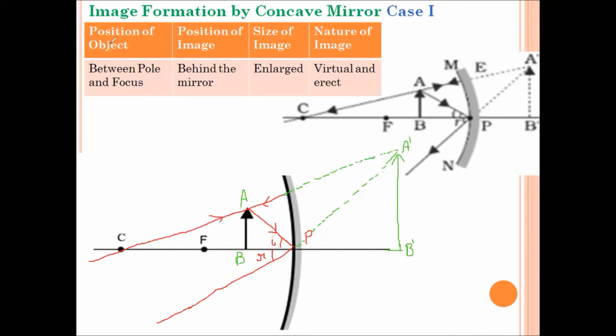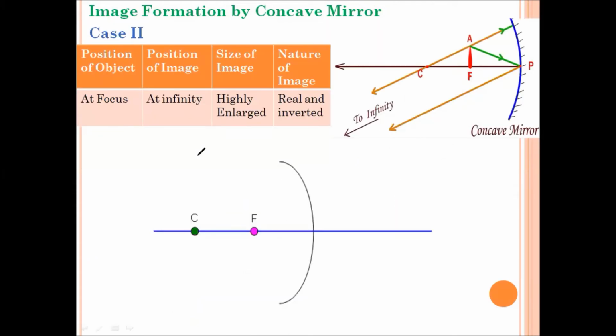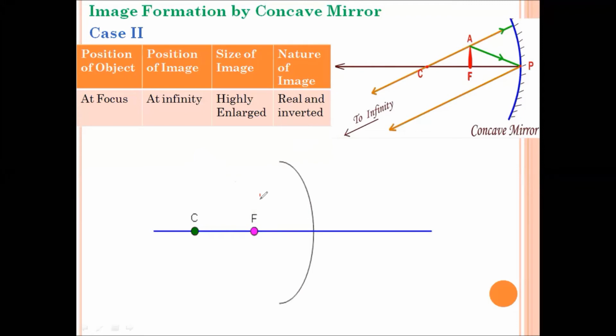So here the position of object is between pole and focus. Position of image is behind the mirror. Size of image is enlarged. We can see as compared to object size, image size is enlarged. Nature of image is virtual and erect because it is formed behind the mirror and it is formed by producing the rays backwards. Case number 2, when object is placed at the focus.